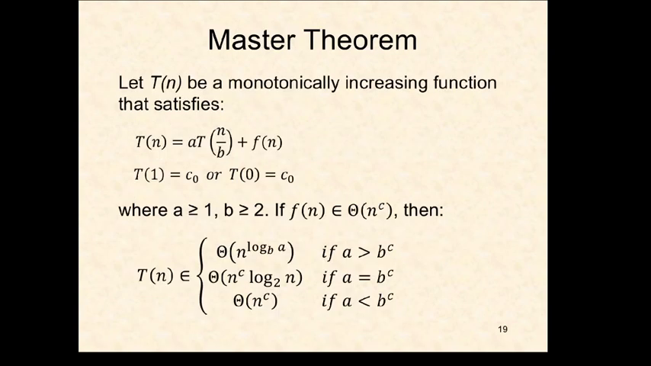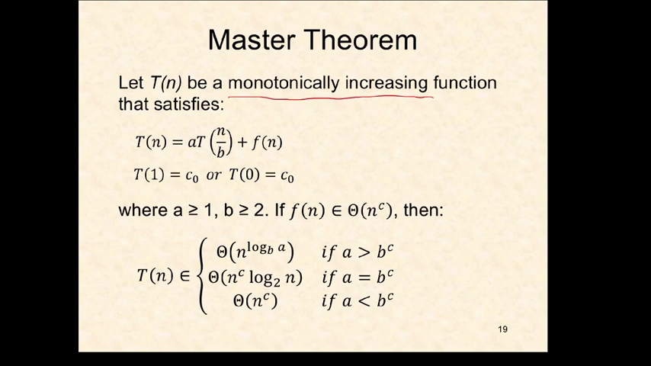Okay, so here's the introduction to the master theorem. It says, if we've got a monotonically increasing function, we'll come back to that one in a minute. So it's monotonically increasing if it satisfies this form. We've got some relationship, T(n) = a·T(n/b) + f(n). We have to have a base case, either T(1) or T(0). We've got to have some sort of base case. And we've got some relationships here. So it says a is greater than or equal to 1, b is greater than or equal to 2.